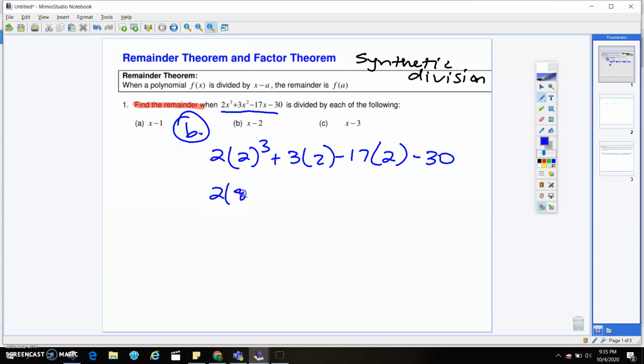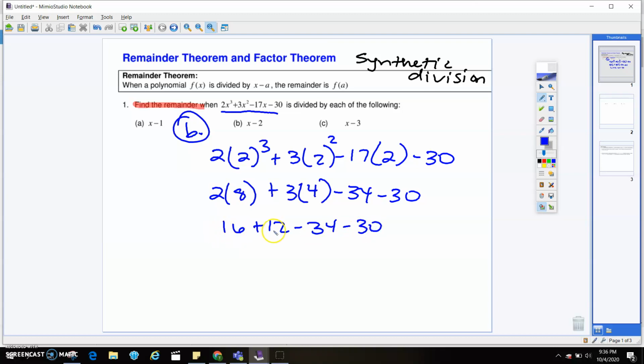So 2 times 8. This is to the second power. And then we've got 3 times 2 to the second power, which is 4. We've got negative 34 minus 30. I'm going to simplify this. 16 plus 12 minus 34 minus 30. This will give us 28. This will give us negative 64.